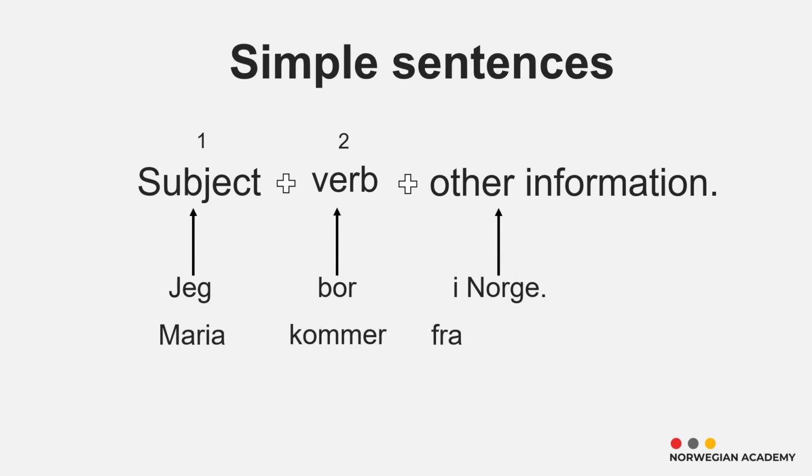Maria kommer fra Madrid. Maria comes from Madrid. Maria is a subject. Kommer, verb. Han er norsk. He is Norwegian. Han is a subject. Er, verb.